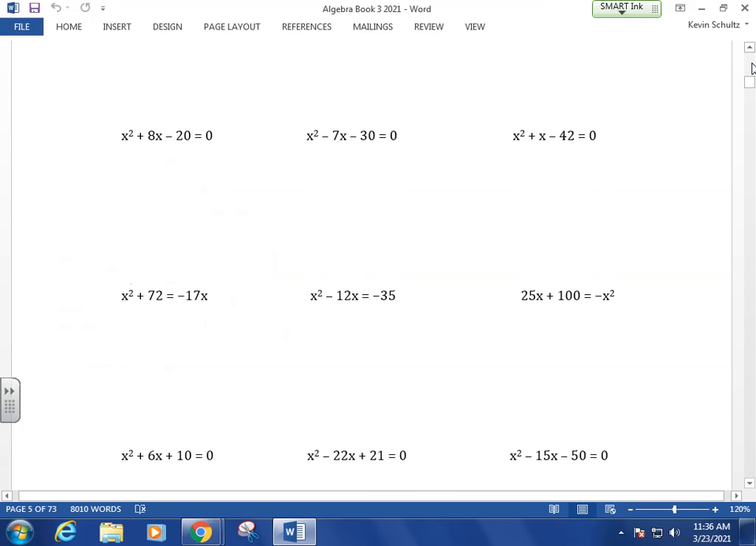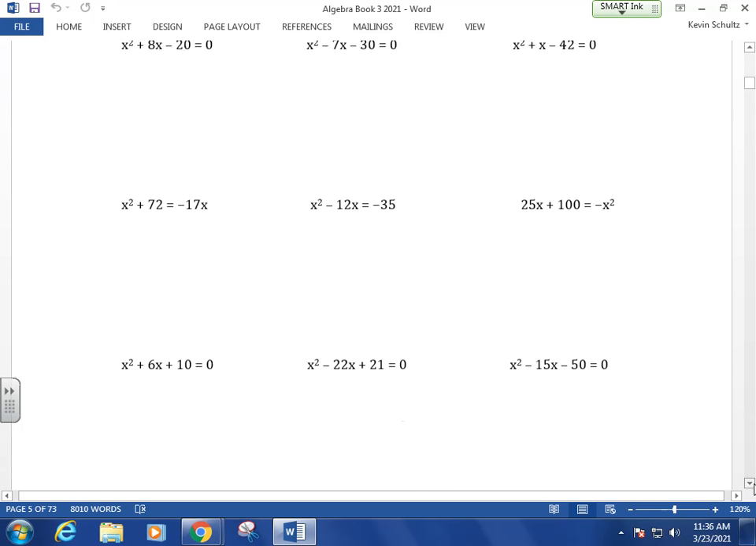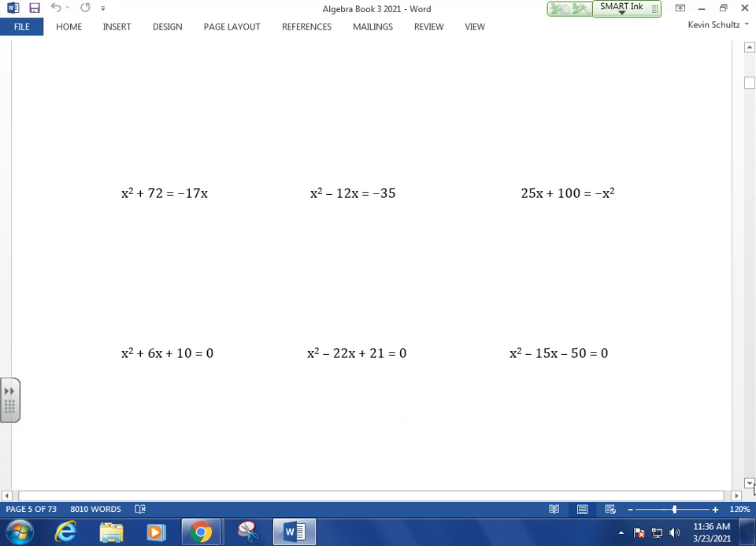Yeah. So back to that third row there. When you've got that 25x plus 100 equals negative x squared. In order to make this equal 0, we're going to add x squared to both sides, and we just have to make sure that we put the x squared in the right spot. Okay, it's going to go in front of our x term and our constant. So what we're factoring is x squared plus 25x plus 100. And then x squared is now positive because we moved it to the other side. Okay.